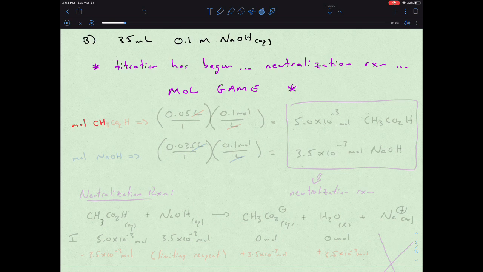So for the moles of our weak acid that we're titrating, we would start with its volume of 0.05 liters, or 50 milliliters, and it was 0.1 molar. And so we end up with a value of 5 times 10 to the negative third moles of our acetic acid.